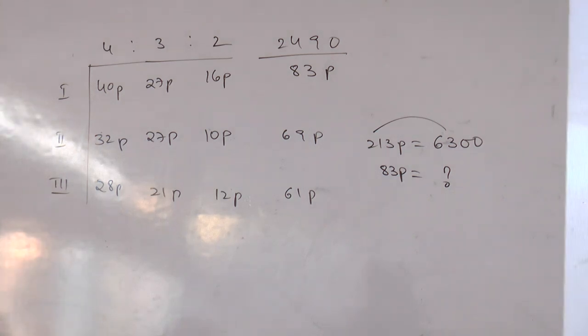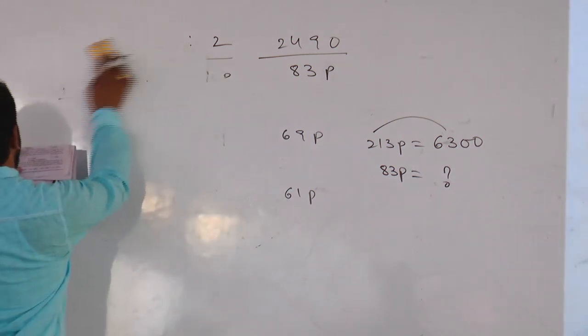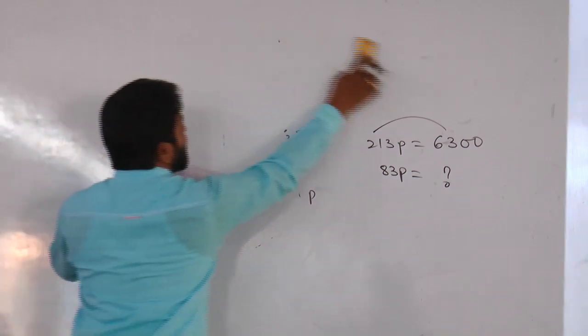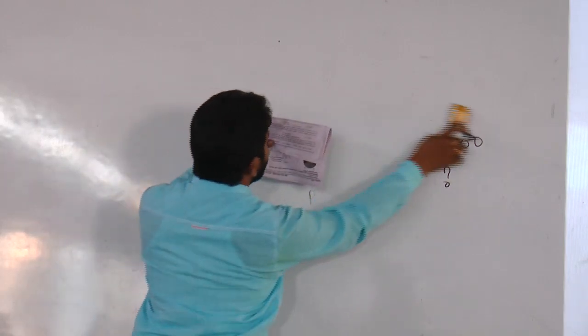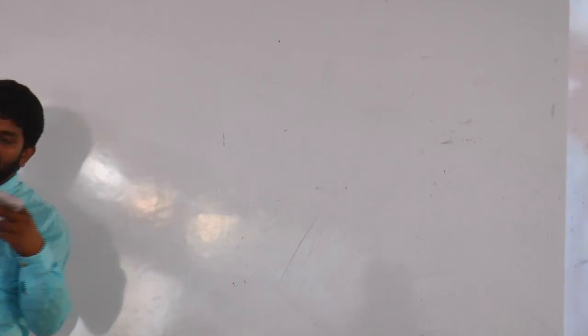58. Prakash, Sunil, Anil started a business jointly investing 4.5 lakhs, 3.75 lakhs and 2.25 lakhs respectively. The profit earned by them in the business at the end of 3 years was 21 lakh. What will be the 33 1/3% of Anil's share in the profit?